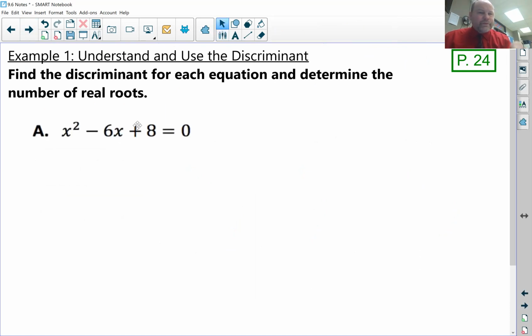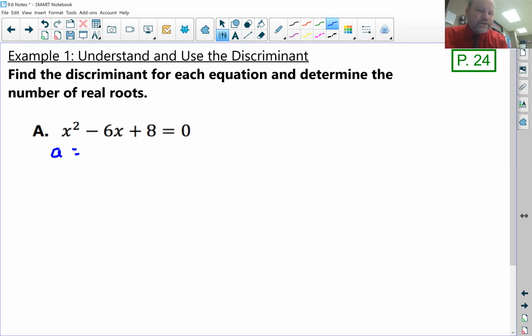All right, so calculating the discriminant. Find the discriminant for each equation and determine the number of real roots or real solutions. So what I would do is start by listing out our values for a, b, and c. A is the number in front of the x squared, that's 1. B is -6. C is 8. So remember to keep track of the signs, they are important.